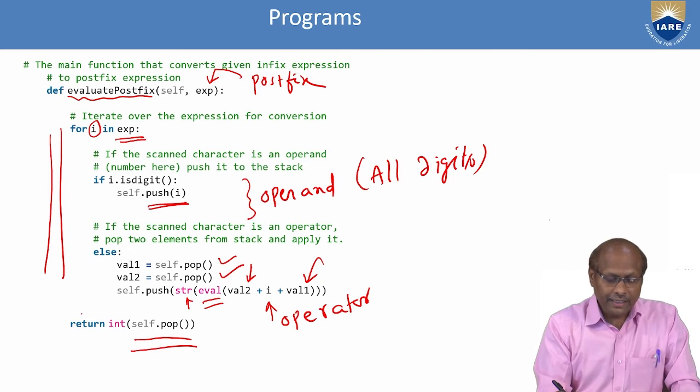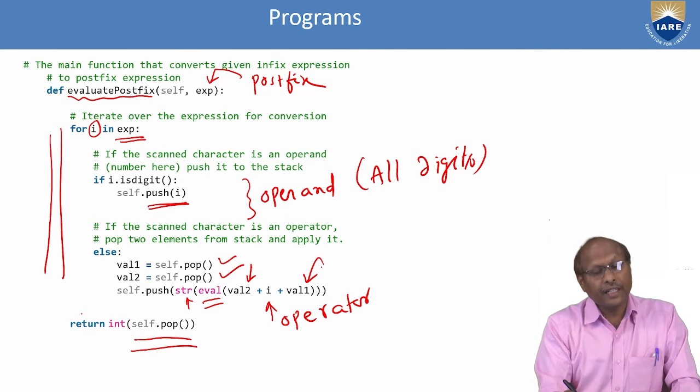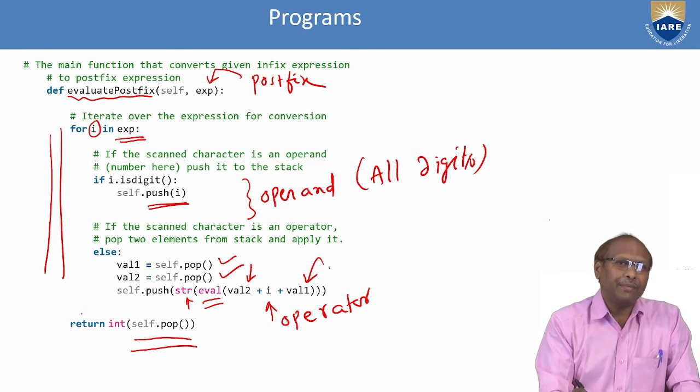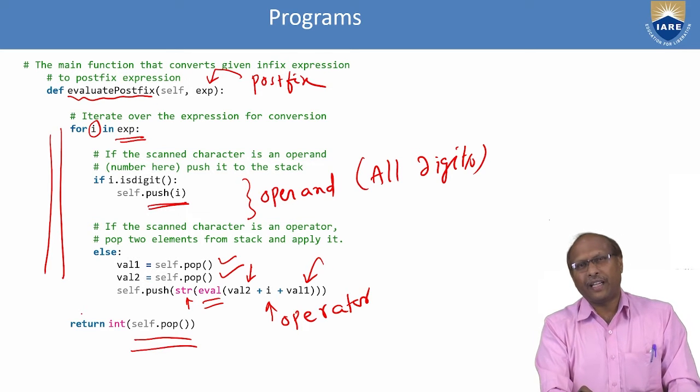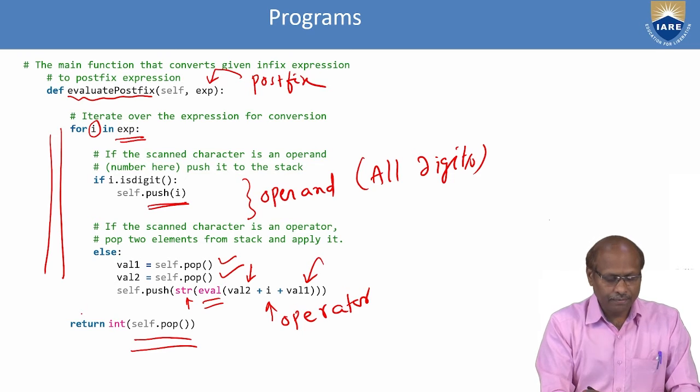When you reach the bottom, you can check whether the length of the stack is 1 or not, because it should contain only one element. If the length of the stack is 1, then you say yes, valid. Otherwise you can say invalid. So that way also you can check.